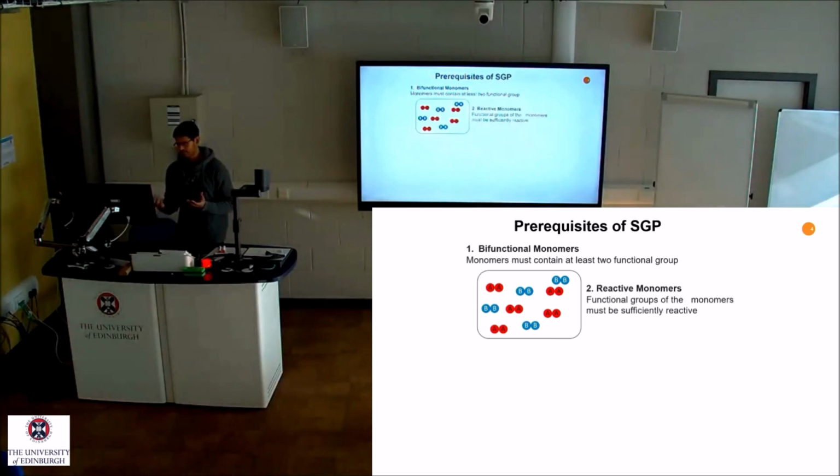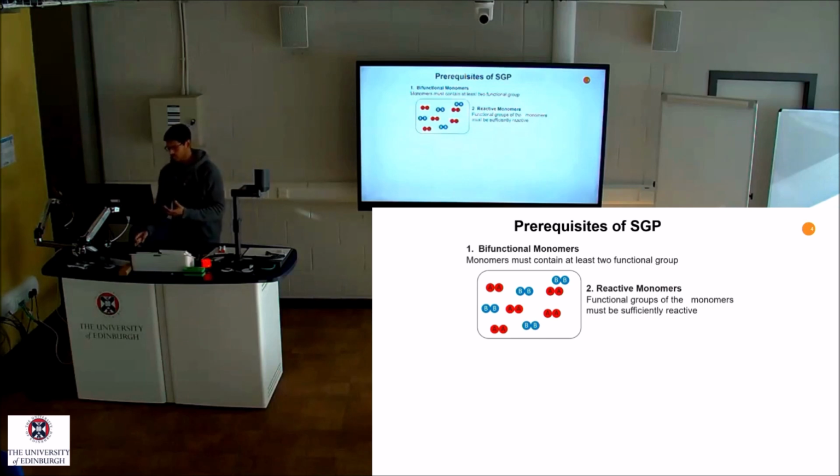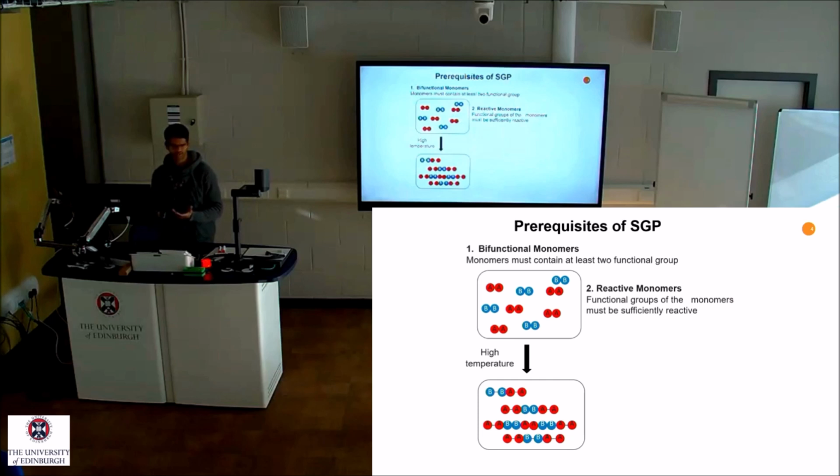Secondly, the two functional groups that you are choosing have to be sufficiently reactive so that you don't have to put in any kind of initiator. So that is one of the striking differences from chain growth. In chain growth, they are not that reactive. That's why you need to add an initiator in order to start the reactions. But in this case, you don't need any initiator. You just have to apply high temperature and high pressure. And that is enough in order to start the reactions.